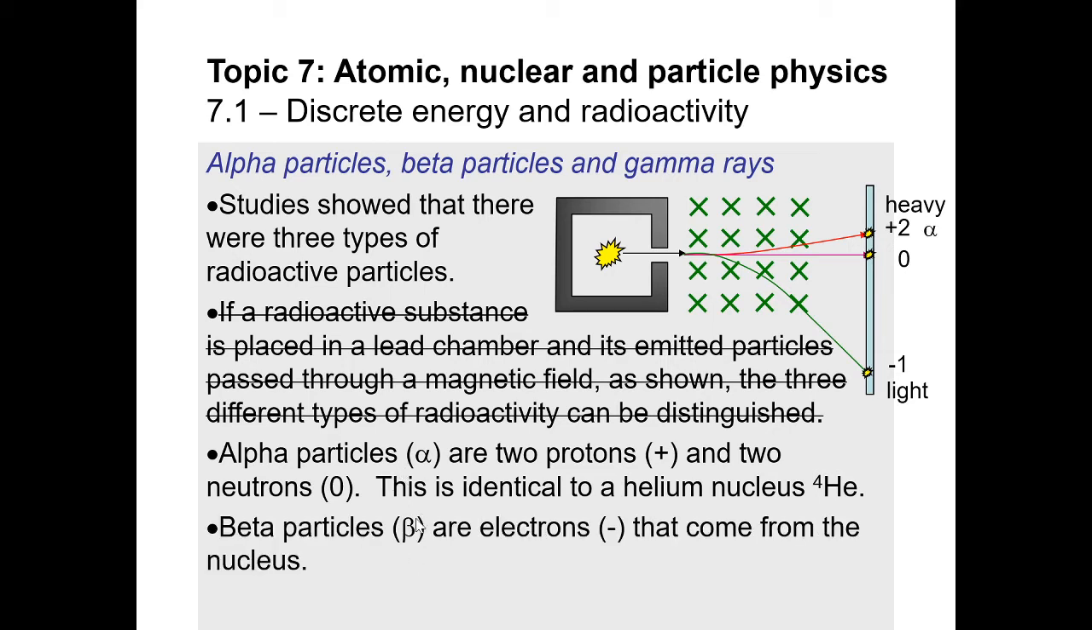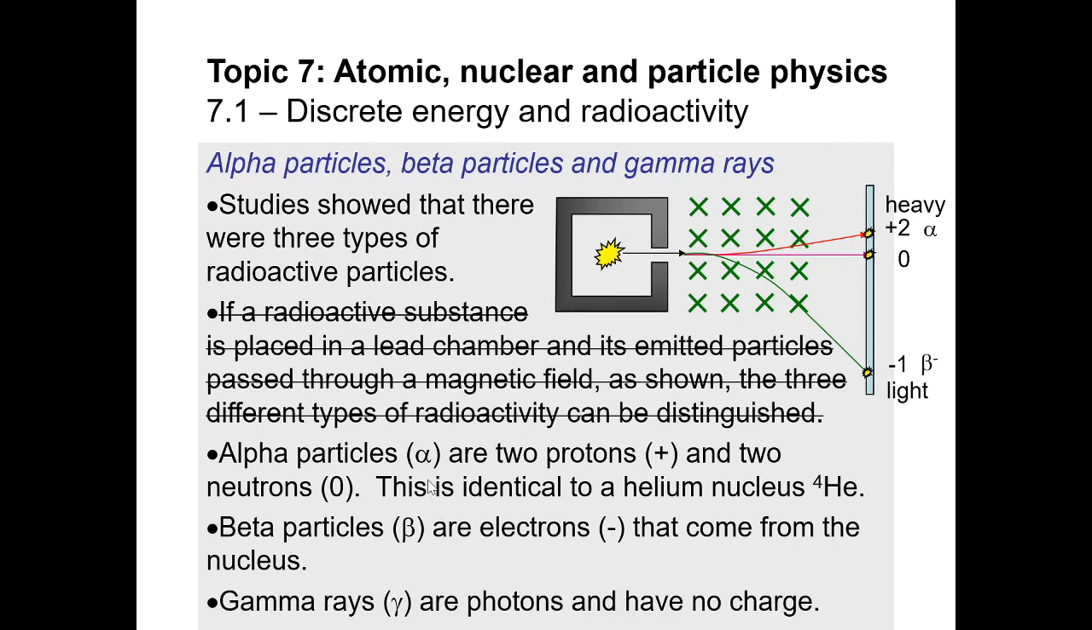Beta particles, represented by the Greek letter beta, these are electrons that come from the nucleus. And gamma rays, these are photons, and photons, which are particles of light, they have no mass and they have no charge.